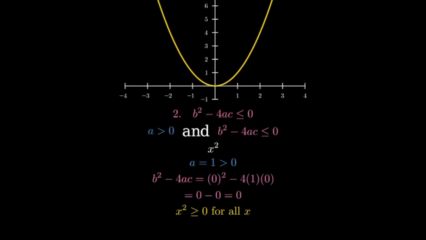What if a is negative? If the leading coefficient is less than 0, the parabola opens downwards. As x becomes very large, positive or negative, ax squared goes towards negative infinity. Such a parabola will always have negative values, so it can never be always positive or always non-negative.